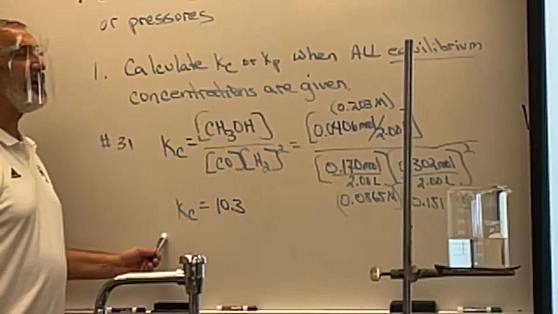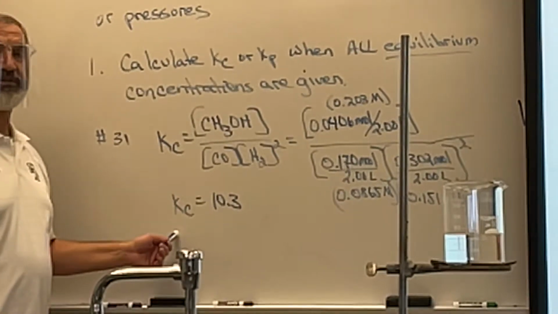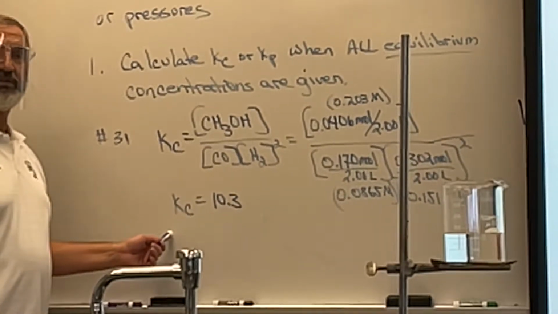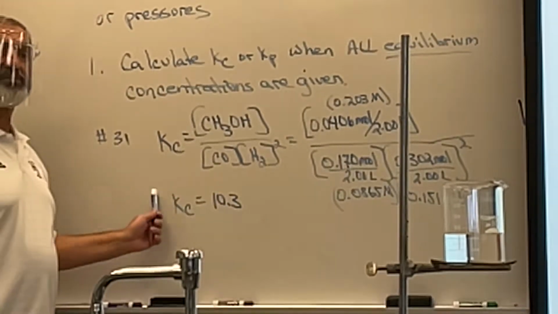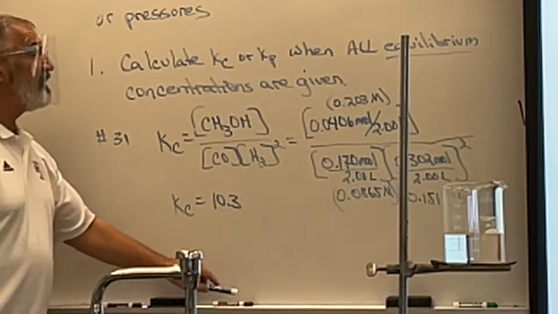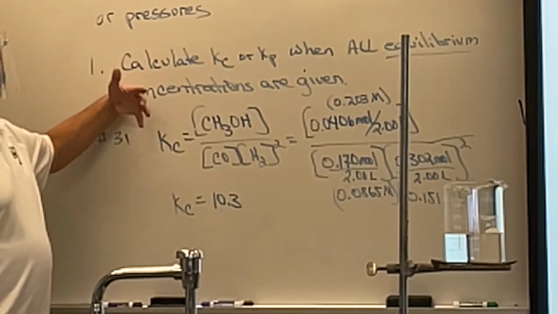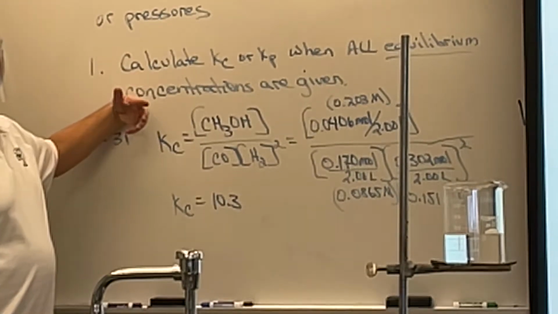So is this going to be a product favored or a reactant favored? Product favored. Not by a lot. That's not a huge number. But there's going to be more product than there is reactant. Okay? So the easiest way to calculate Kc is you're just given everything.